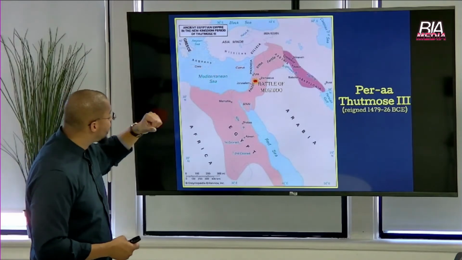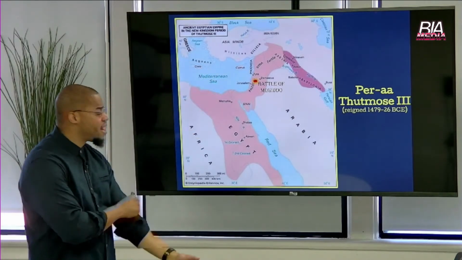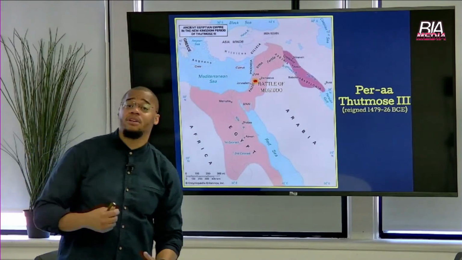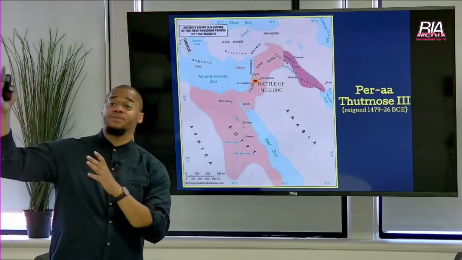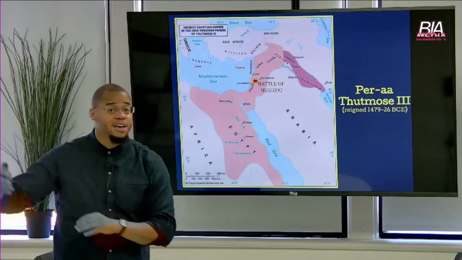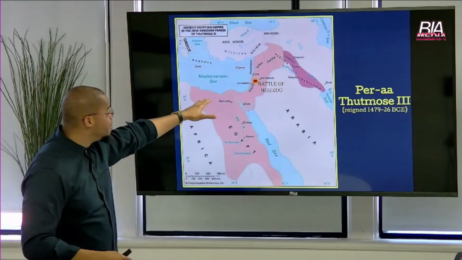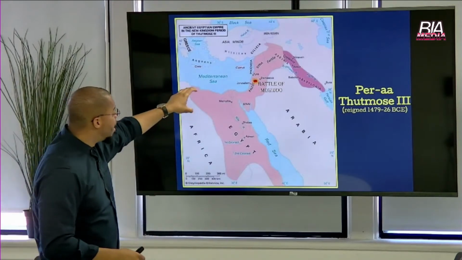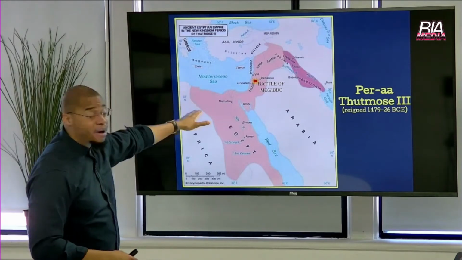So one of the most famous battles in ancient history, the Battle of Megiddo, which the Bible also talks about, but in the future tense. When we talk about the Battle of Armageddon, that's at this place called Megiddo. Megiddo is a very strategic area in Palestine.